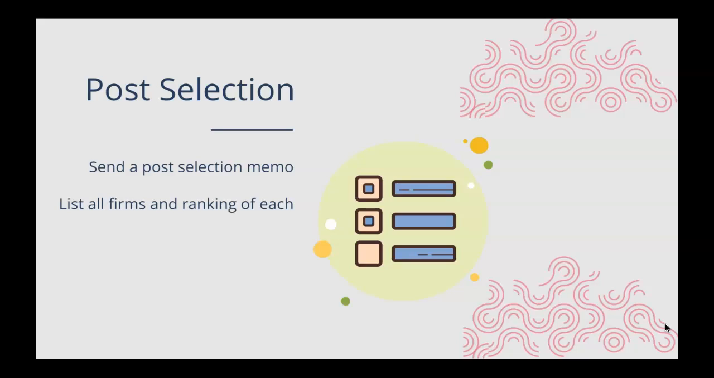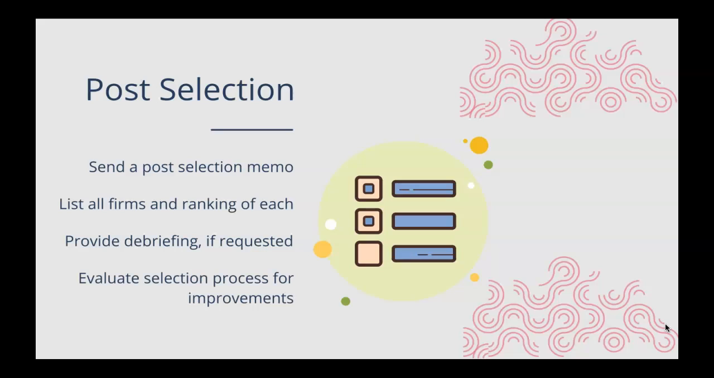After a contract is awarded, provide a debriefing for each shortlisted firm if requested. The debriefing will include information on the ranking and scoring of that firm's proposal. Finally, the owner should evaluate the selection process for use in future programs.